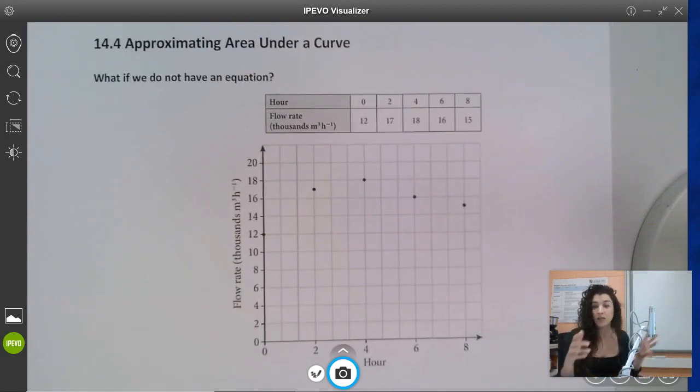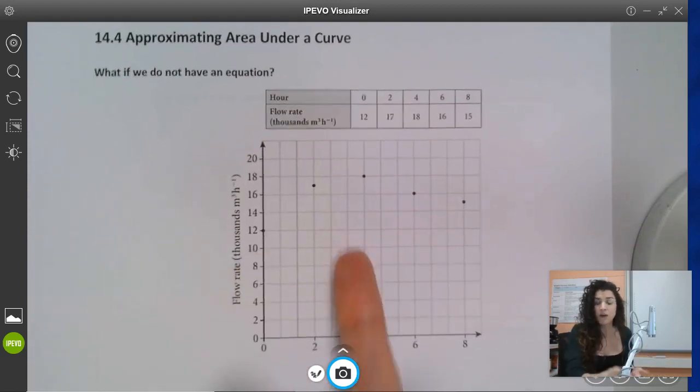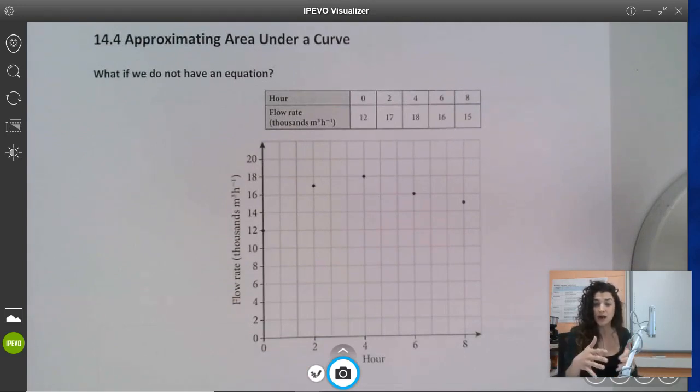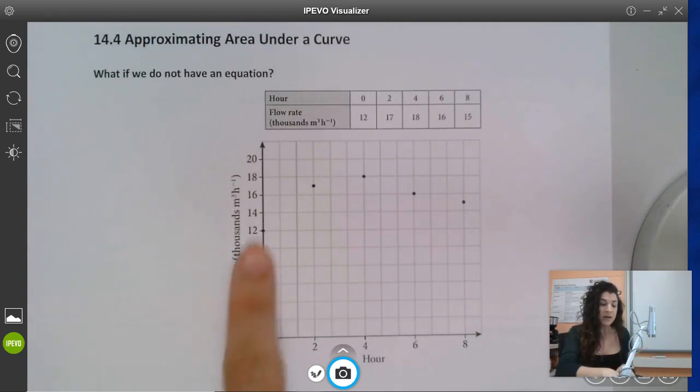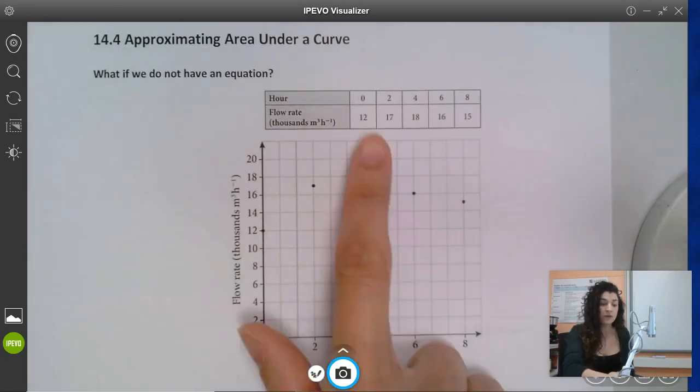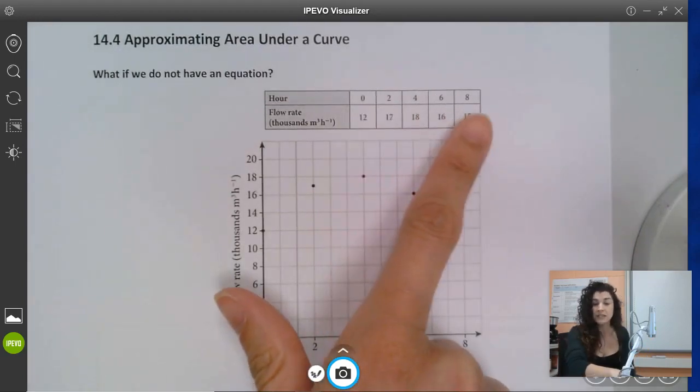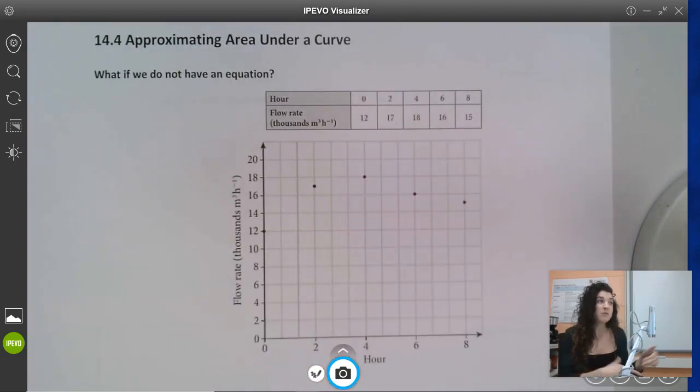What if we are out in the real world and we've gathered data, and we have a rate at which something, I'm assuming water, has flowed into some sort of basin? And we gathered data at certain hours, at hour 0, 2, 4, 6, 8, and we've got this scatter plot. Now we could go through the whole process of trying to create a model that best represents this scatter plot, put it all together, and then find the integral underneath the curve.